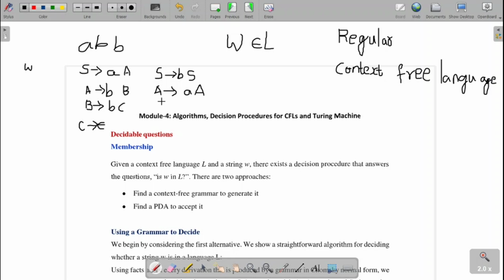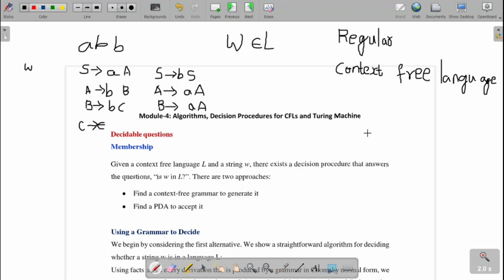This is my final state. So when I was in the B, if I get an A, then I will go to the state A, so that I will get the two B's next. Right? So now this is my grammar.